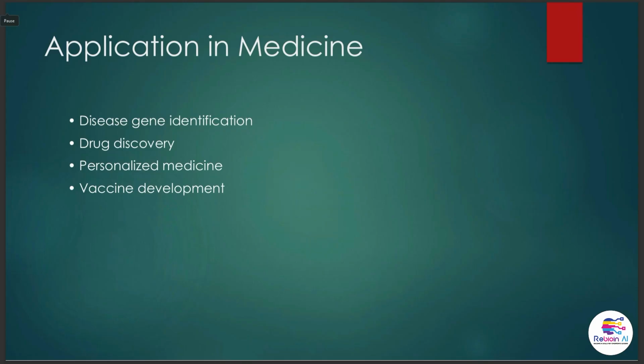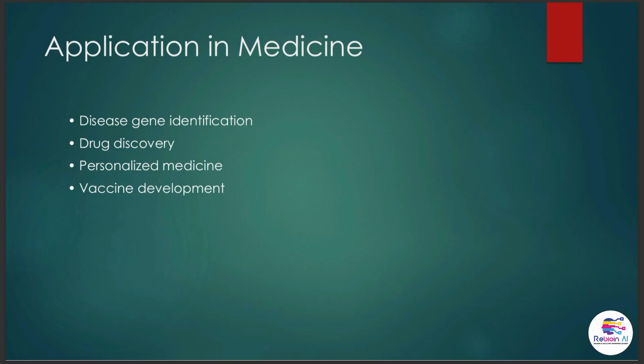Now let's move to the next application in medicine, that is drug discovery. Traditionally, developing a new drug is a very time-consuming process. It may take 10 to 15 years. It is extremely expensive and high risk with many failures. But nowadays, bioinformatics has revolutionized this process by introducing computational approaches. Instead of testing thousands of compounds in a lab, scientists can now identify drug targets, that is, specific proteins or genes involved in disease, and then use molecular modeling and simulation, and perform virtual screening of compounds.